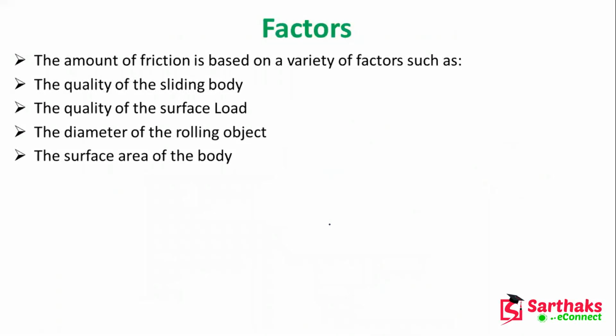Now, what are the factors that affect it? The amount of friction is based on a variety of factors. First, the quality of the sliding body, the quality of the surface, the load, the diameter of the rolling object, and the surface area of the body. These are the 4 points you have to remember for rolling friction: the quality of the sliding body, the quality of the surface, the load, the diameter of the rolling object, and the surface area of the body.